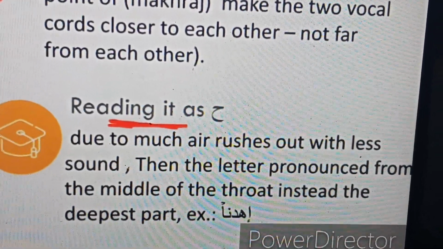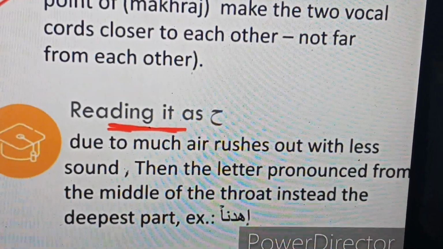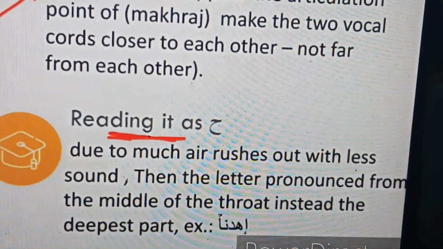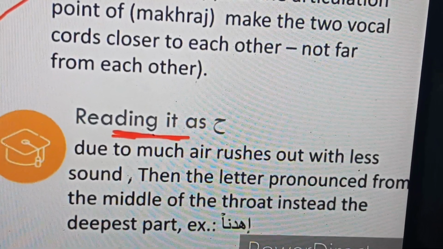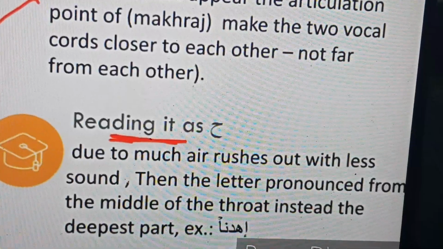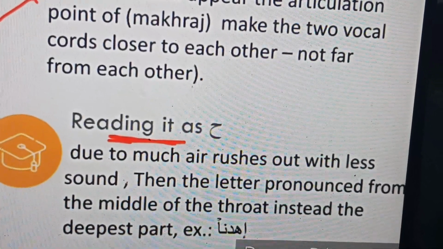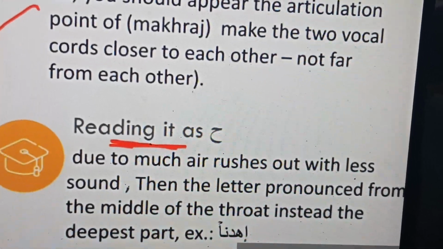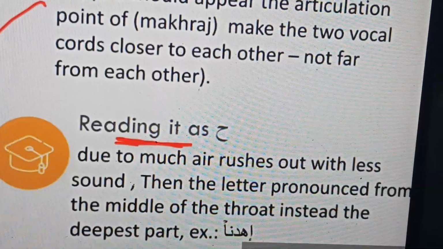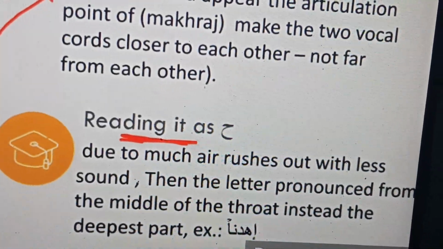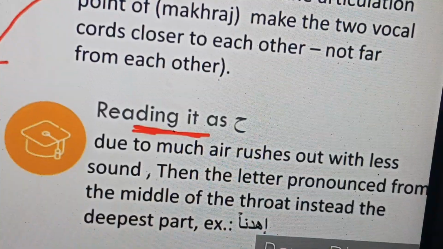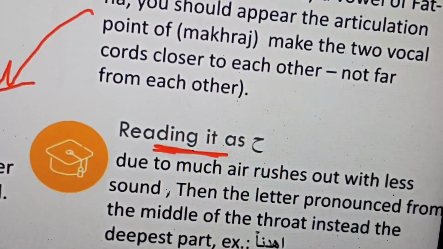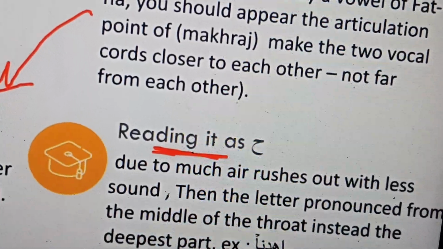The sound is like a soft ha, not the proper ha, okay? This is the mistake, okay? So we have to give a lot of sound, closing the two vocal cords a little bit nearer to each other, and let the two vocal cords vibrate, so that the ha sound is produced. If we say ihdina, that is the way of saying this word.